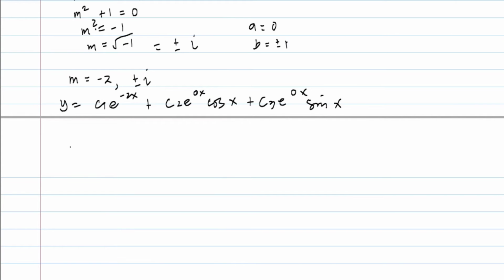1. Actually, kung sanay na kayo, pwede nyo i-diretsohin. Huwag nyo na isulat yung e to the 0. E to the negative 2x plus C2 cosine x plus C3 sine x. So, ito na po yung ating sagot.